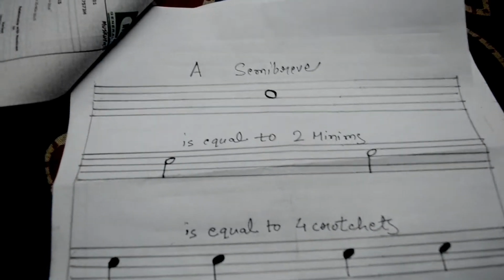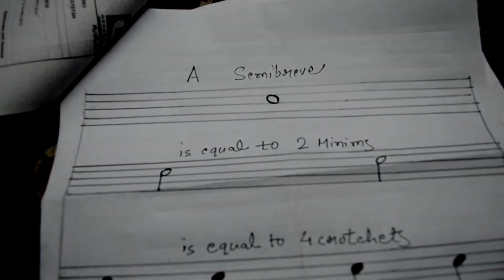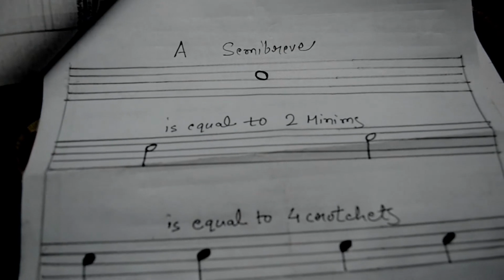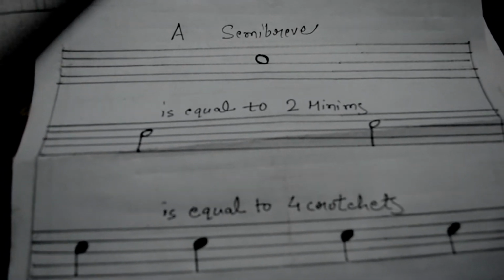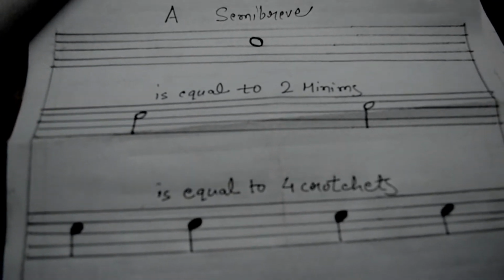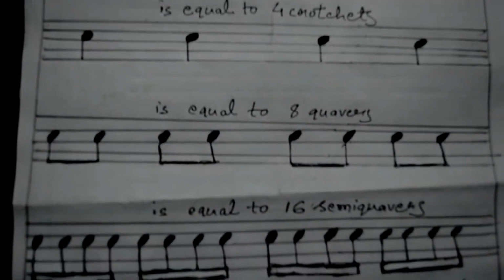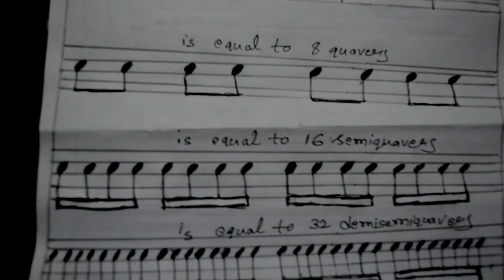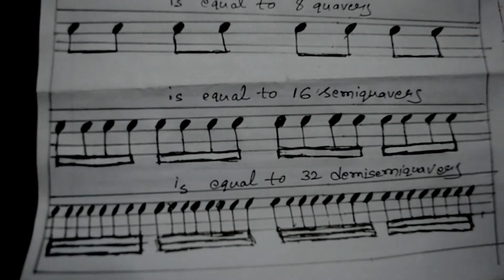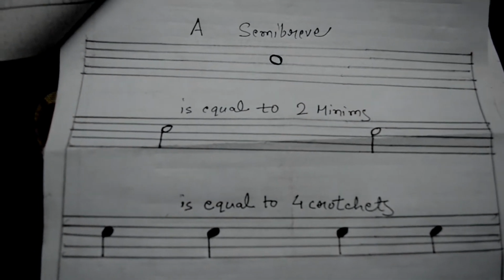So these are the relative value of notes, and these are the 6 most commonly used notes in modern music. One is the semibreve, which is the whole note; minim, which is the half note; crotchet, 1/4; quaver, 1/8; semiquaver, 1/16; and demi-semiquaver, 1/32. And these are the representations respectively.